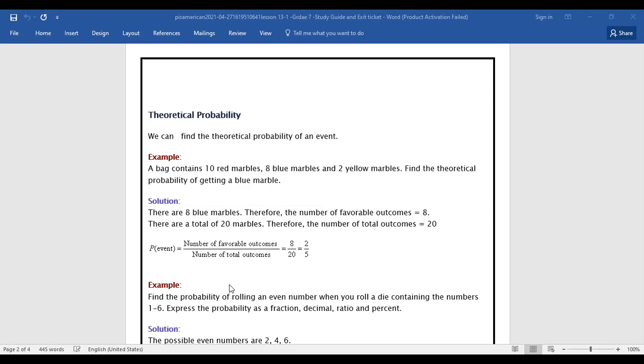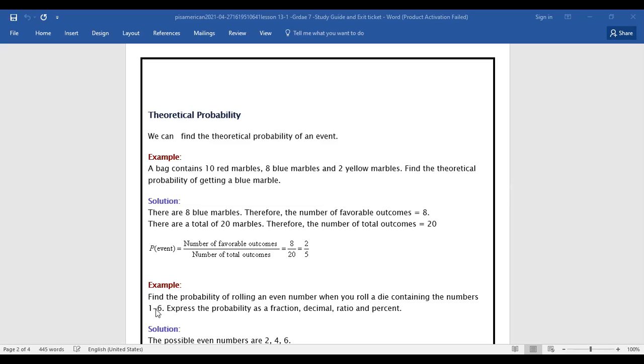8 blue marbles. So how will we calculate the theoretical probability? We have the number of favorable outcomes, which is how many blue marbles. So it was 8. And the total number of marbles that we have was 20. So in simplest form, it will be 2 out of 5.